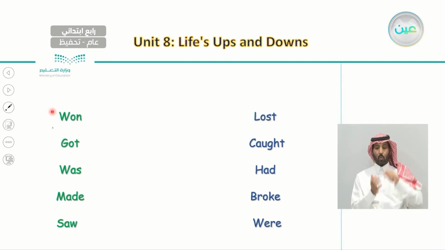Say with me, won. Got, got. Was, was. Made, made. Saw, saw. Lost, lost. Caught, caught. Had, had. Broke, broke. Were, were. So all of these verbs, we did read them while we were reading the sentences about the good things and the bad things.